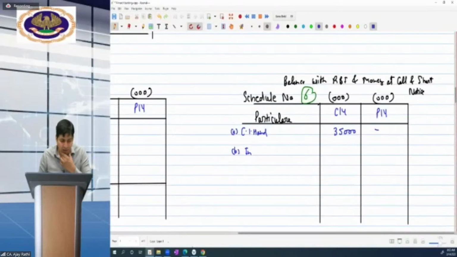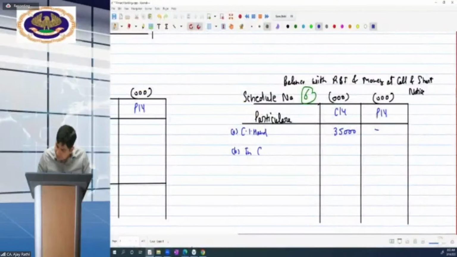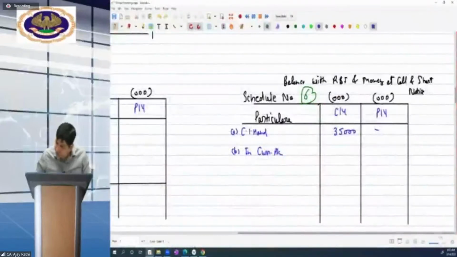Beta, that will contain liability. We are maintaining the sequence. Beta, we have first put the schedule numbers. Now, schedule number wise, we are solving the things at the relevant place. That will save your time. Now, next is in current account. That is 32,000.